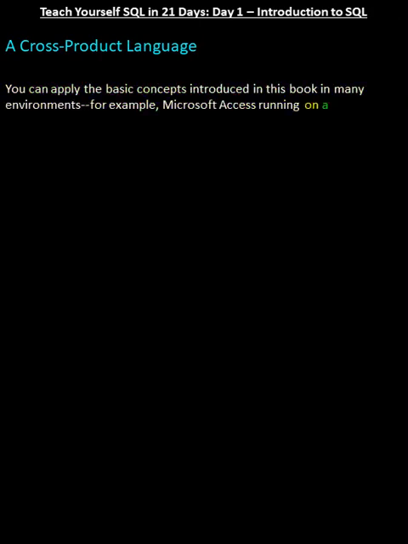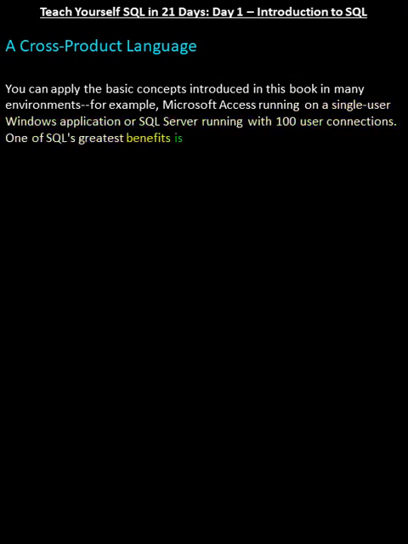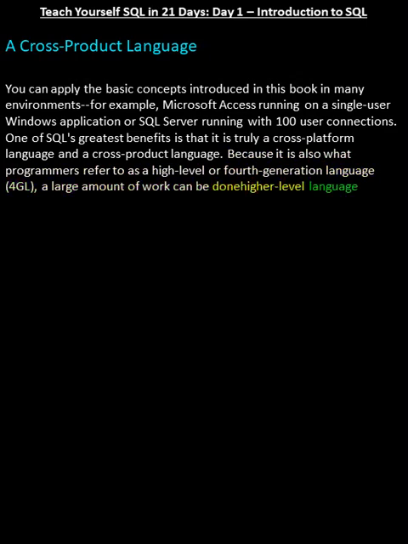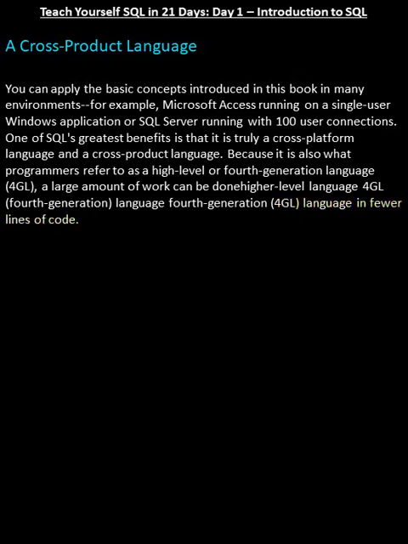A cross-product language. You can apply the basic concepts introduced in this book in many environments, for example, Microsoft Access running as a single-user Windows application or SQL Server running with 100 user connections. One of SQL's greatest benefits is that it is truly a cross-platform language and a cross-product language. Because it is also what programmers refer to as a high-level or fourth-generation language, a large amount of work can be done in fewer lines of code.